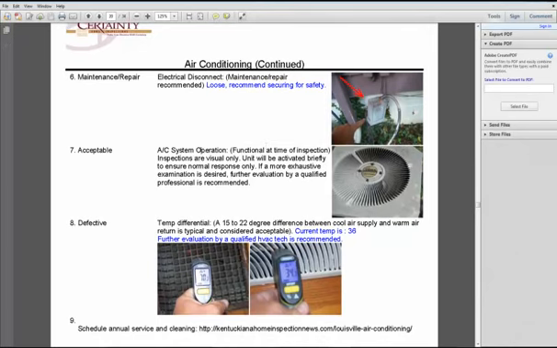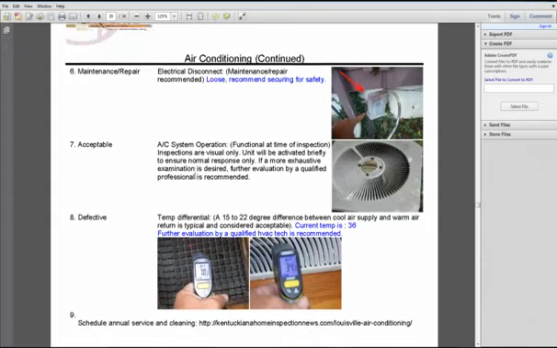Beyond that is the AC operation. It is acceptable, and we've noted that the inspections are visual only. The unit will only be activated briefly to ensure normal response only, and if they need a more exhaustive examination, further evaluation by a qualified professional is recommended.